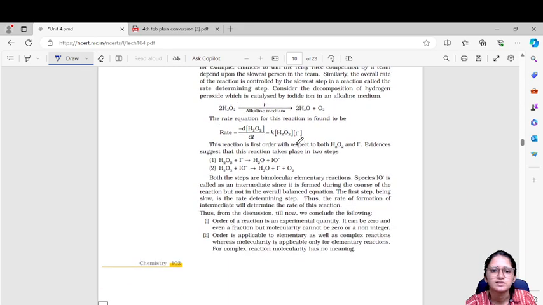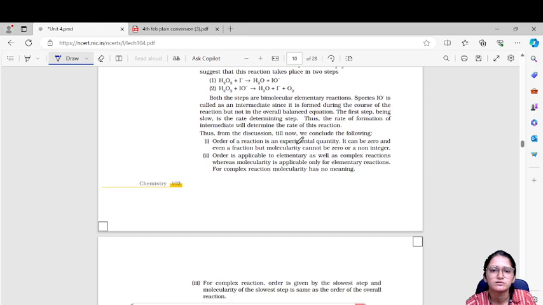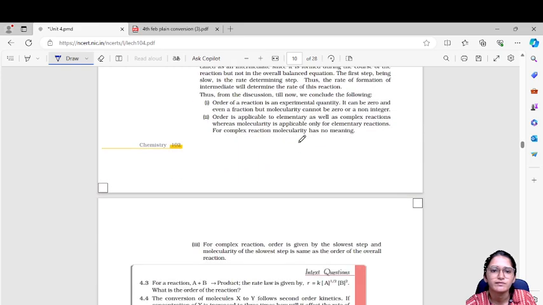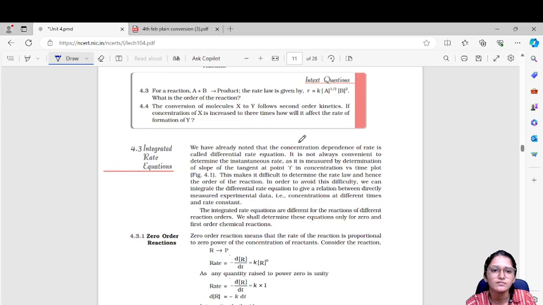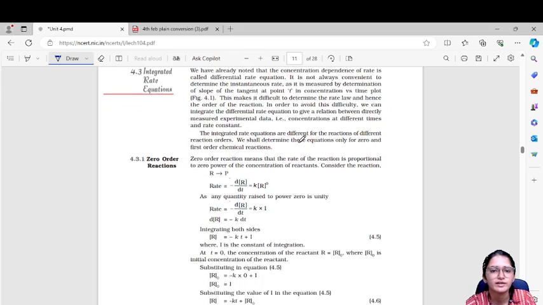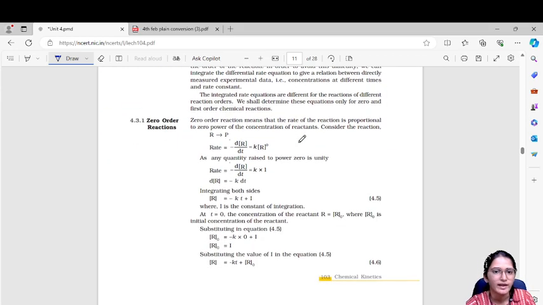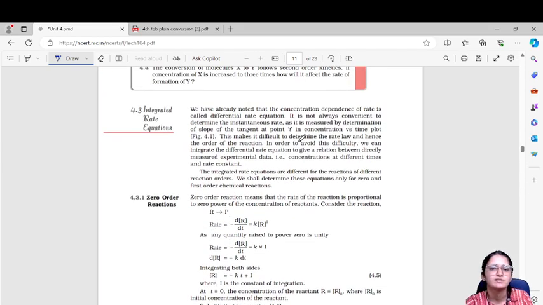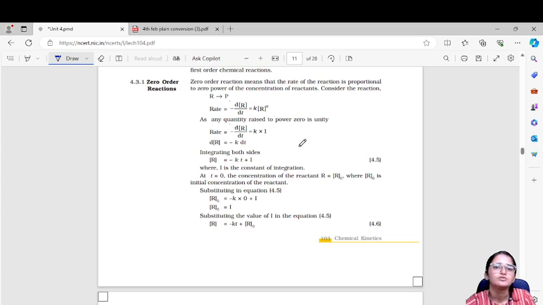Then we will see about integrated rate equations, which are very important for your exam. Any one derivation will be asked from this. So zero order, first we will start with zero order reaction. So zero order reaction means the rate of the reaction is proportional to 0 power of the concentration according to experimental data.